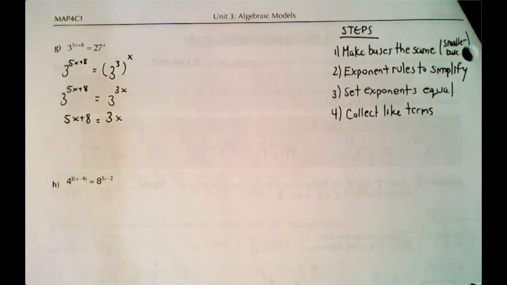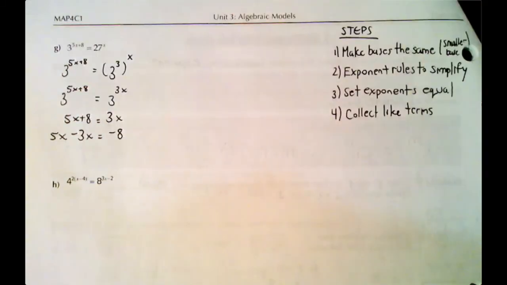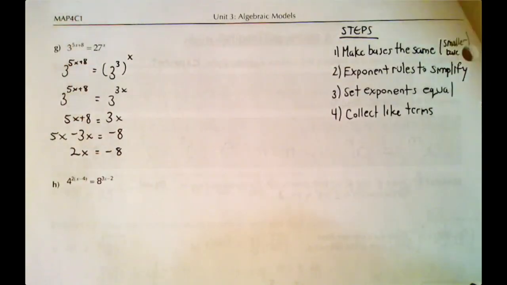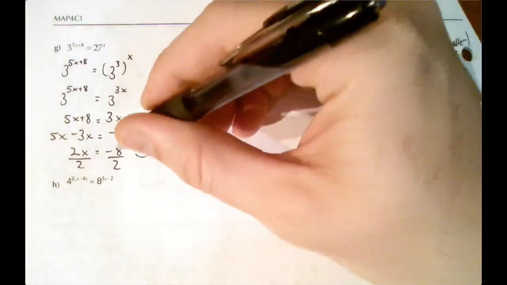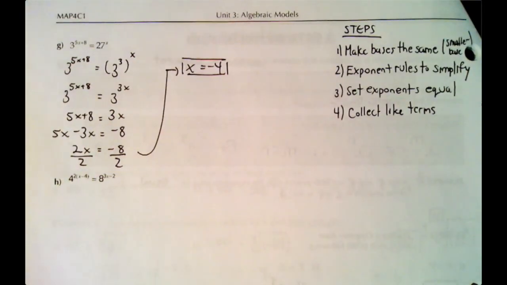So I got two terms with an x and a number term. I'm going to put all my x terms on one side and the numbers on the other. 5x, I'm going to bring the 3x over, minus 3x. Bring the 8 to the other side, minus 8. Now we're going to collect our like terms. 5x minus 3x is 2x. And we're going to divide by the 2. 2 divided by 2 is just x, and negative 8 divided by 2 is negative 4. And there's our answer. If you check it, if you plug the negative 4 in, both sides should be equal.